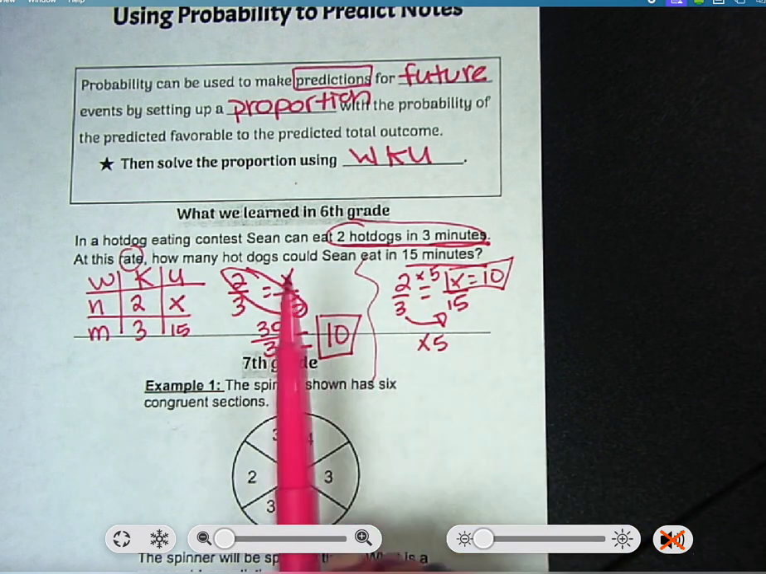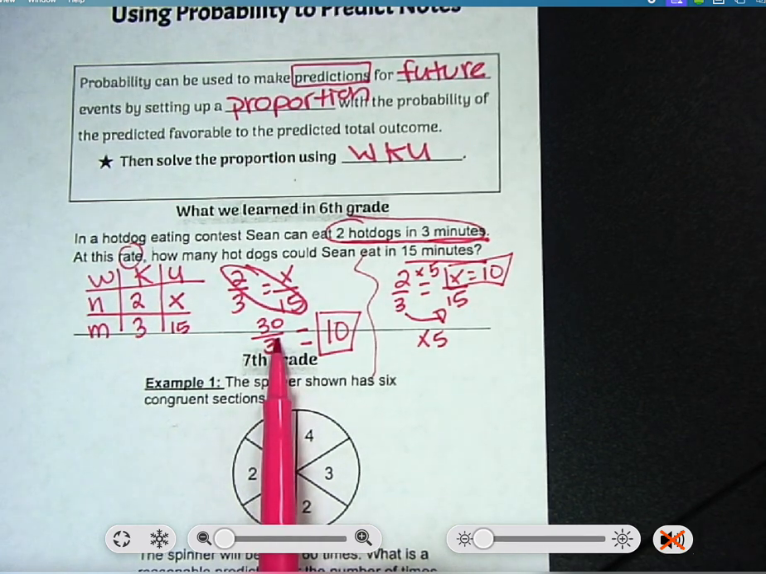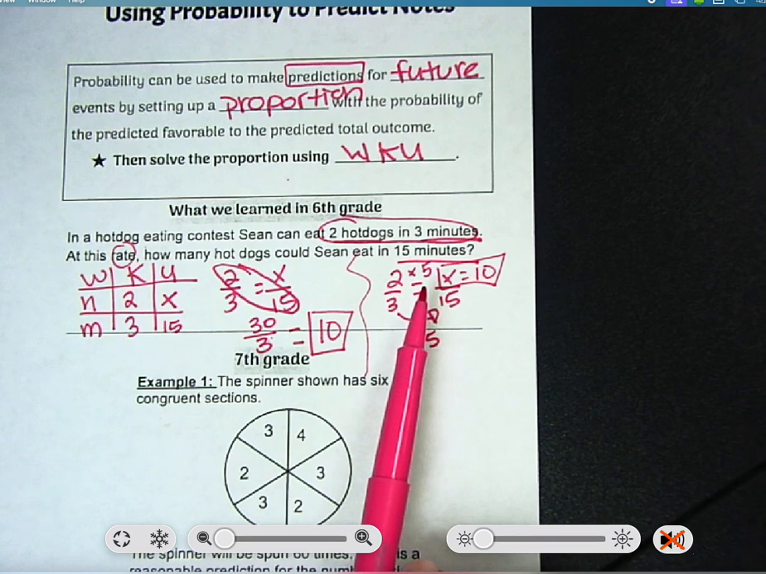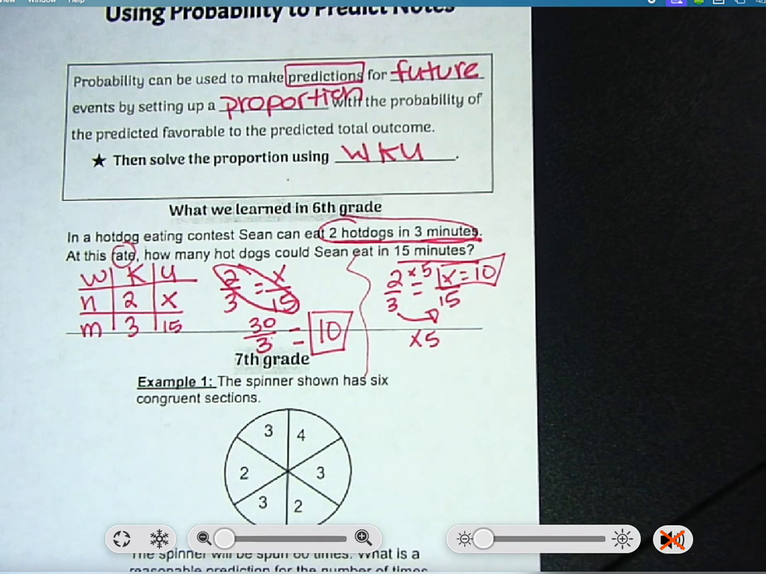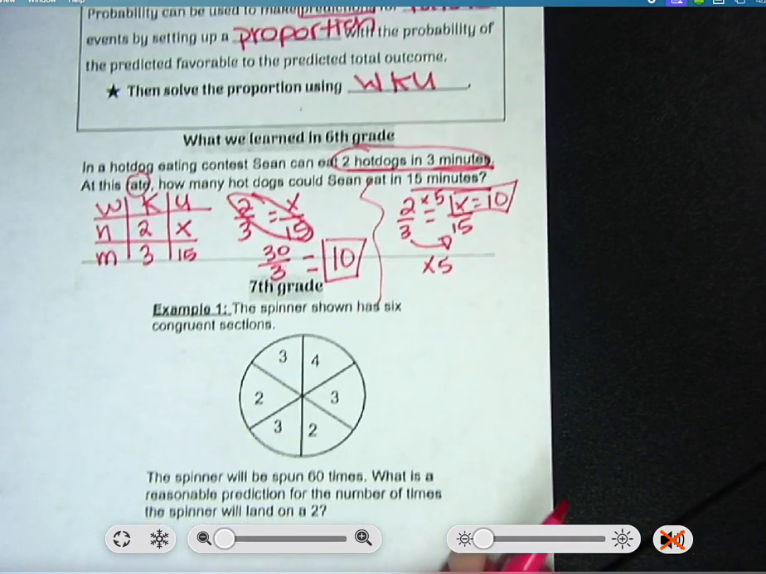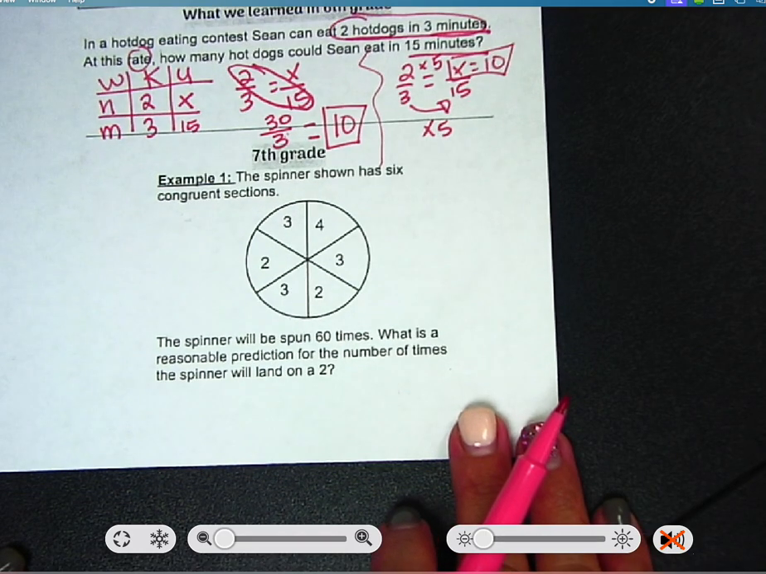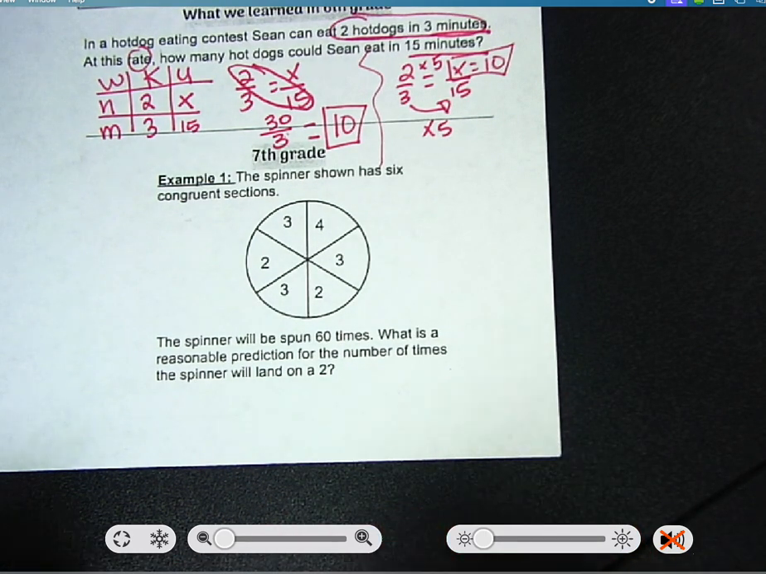Now, sometimes we have to use the cross multiplying method because there's not an easy factor that I can multiply like I did here. Okay, at the end, we still got the same answer. All right, now let's look at how it's different in 7th grade. So with probability, you're going to do very similar things, but now you're making predictions.